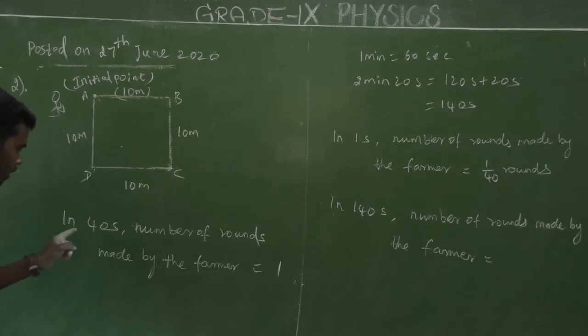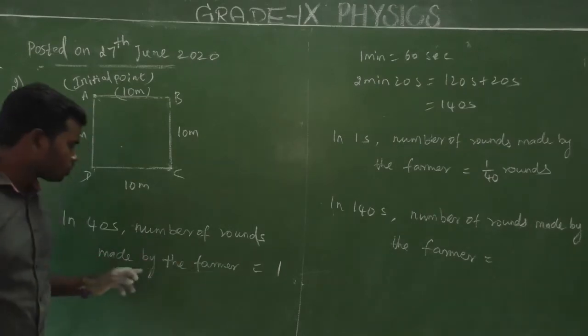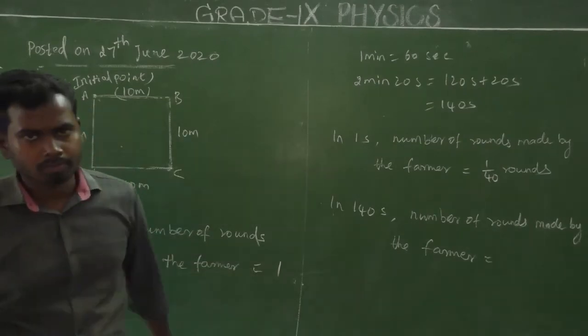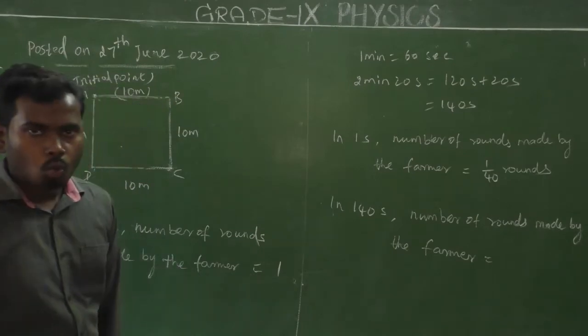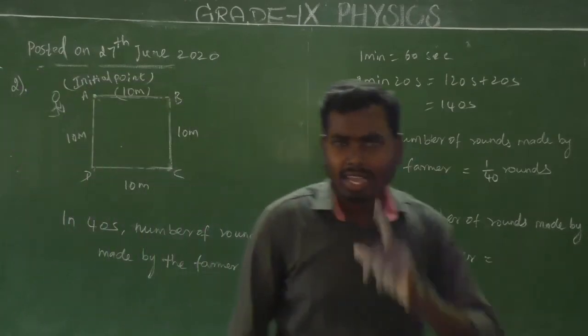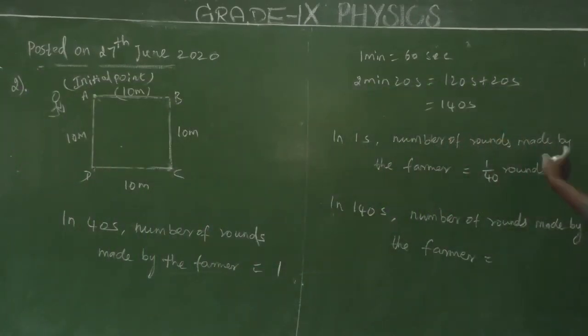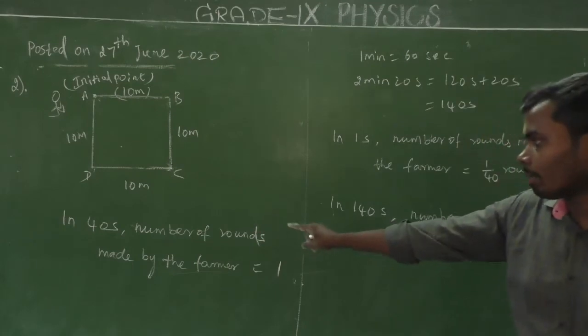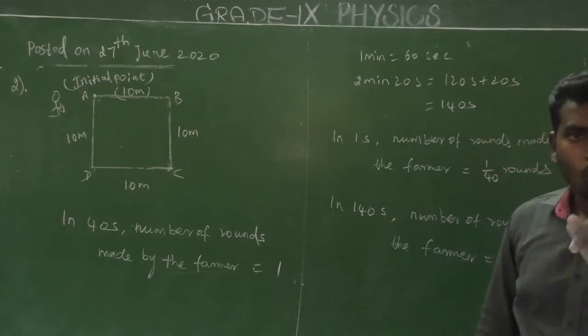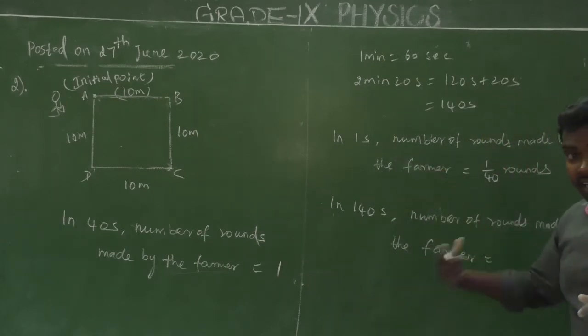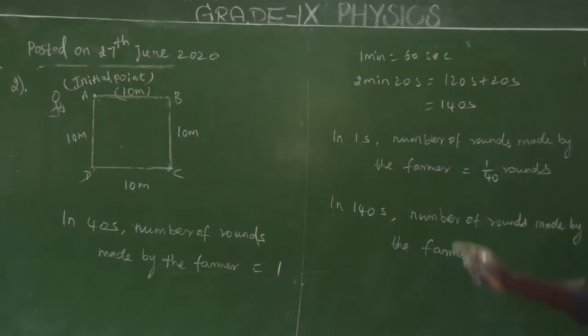Look here. In 40 seconds, the number of rounds made by the farmer is equal to 1. So in 1 second, the number of rounds made by the farmer is 1 by 40 rounds. In 40 seconds, only 1 round; in 1 second, 1 by 40. It is a simple mathematical concept. You don't get confused. Is it clear?